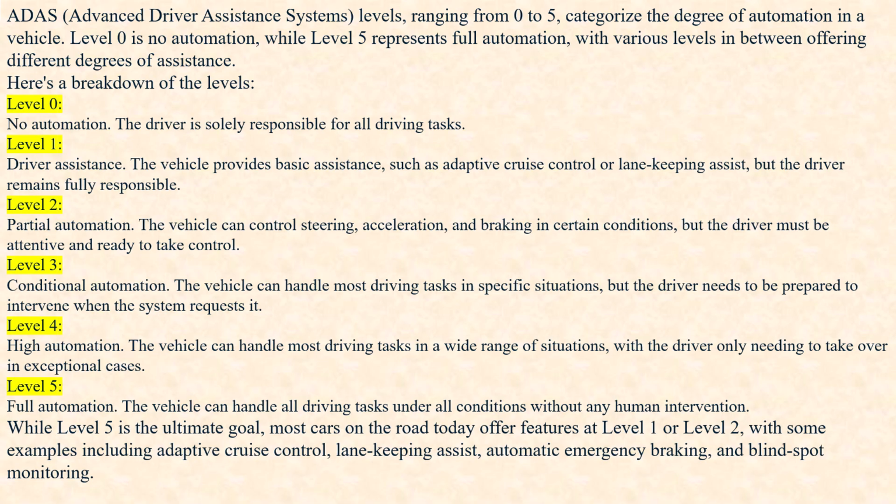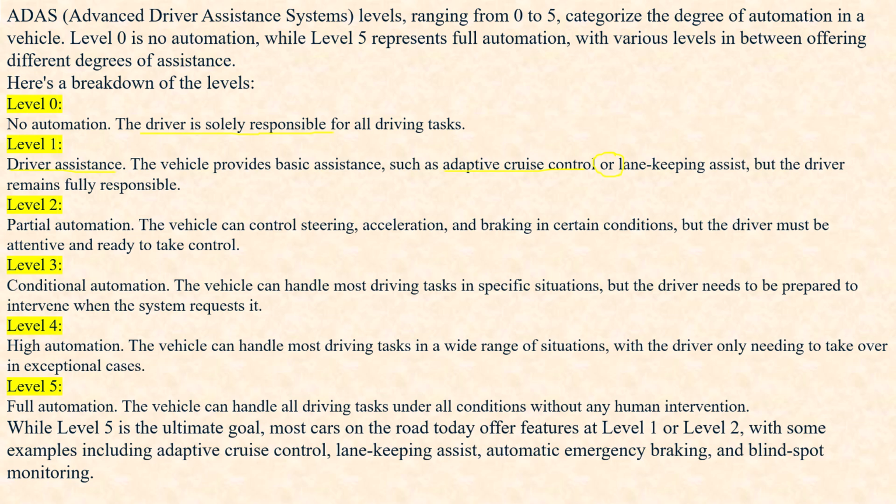So let's summarize. When it comes to level 0, there is no automation. The driver is solely responsible. Level 1, there is some kind of driver assistance, and the vehicle provides basic assistance such as adaptive cruise control, or, this word is important, lane keeping assist, but the driver remains fully responsible. And when it comes to level 2, partial automation, the driver can control steering and acceleration in certain conditions, but the driver must be attentive and ready to take over. If I give the same example, adaptive cruise control and lane keeping assist together comprise level 2.